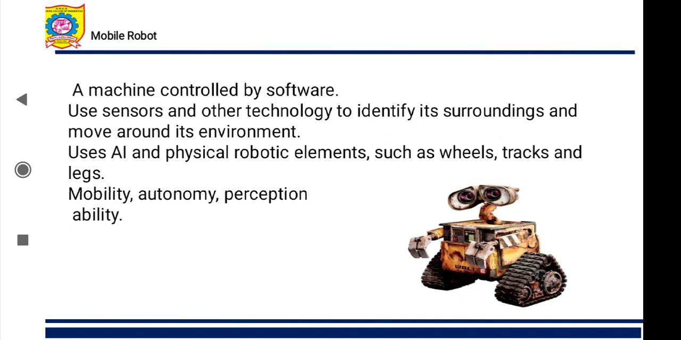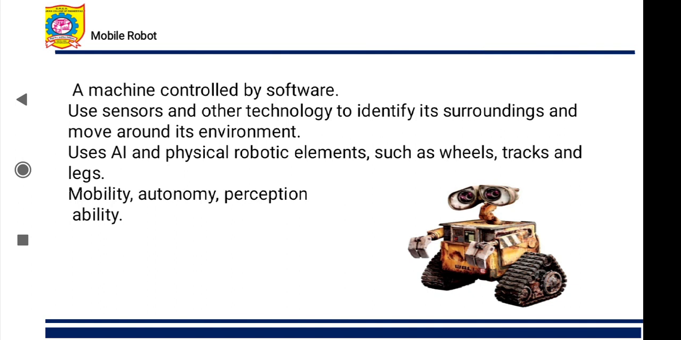So there you can see a mobile robot. A mobile robot is a robot which has either legs or wheels for locomotion. Okay, they move from one place to the other. So, in order to have locomotion, it has to identify the surroundings and move around its environment. It uses robotic elements like wheels, tracks, legs, as well as artificial intelligence to do this. So these kinds of robots have mobility, autonomy.